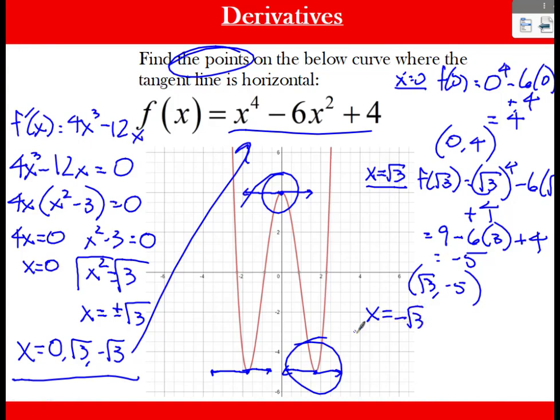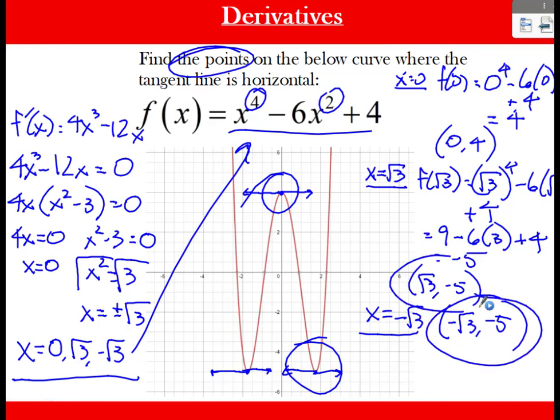And then for the last one, for negative root 3, some of y'all might be able to see how these are both even. That means that negative is going to disappear. So it's going to end up with the same exact y value as positive root 3. So our 3 points are root 3, negative 5, negative root 3, negative 5, and 0, 4. Okay?